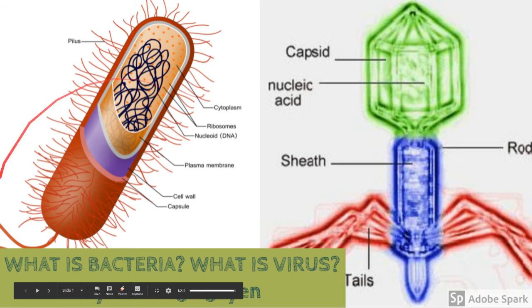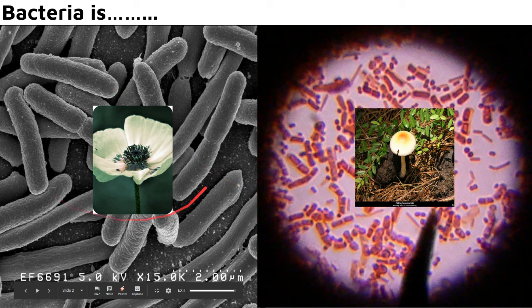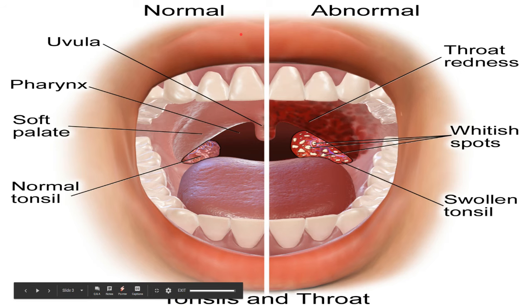To start out, what is a bacteria and what is a virus? Here are some microscopic pictures I would love to show of what bacteria look like. Bacteria can be either autotrophic or heterotrophic. Here's another picture of normal tonsils and throat, and if you have some type of bacterial infection, it'll look abnormal. Here are some symptoms: throat redness, white spots, and swollen tonsils. This bacterial infection is called strep throat, or another name for it is streptococcus. You can see this will need medical attention ASAP.